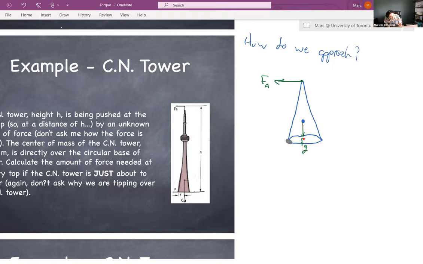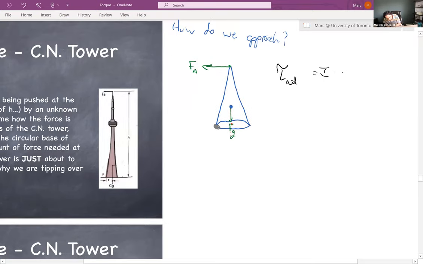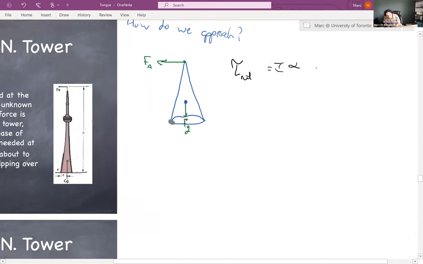Now that we have this, we can go to our torque equation. Torque net equals I alpha. And our goal is to just barely get this thing tipped over. So our alpha is designed to be zero. We're not aiming for it to rotationally accelerate. We just want to knock it out of stability. That's what we want to do. So tau net is designed and targeted to be zero.